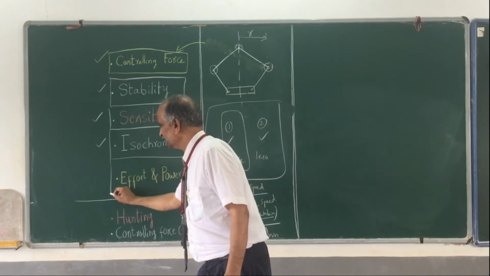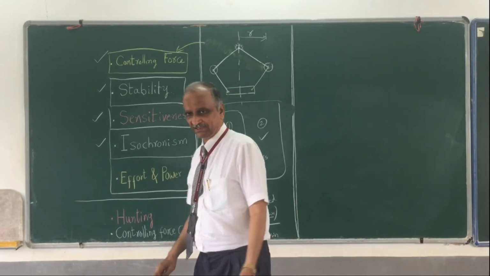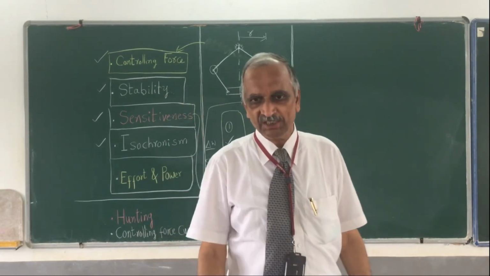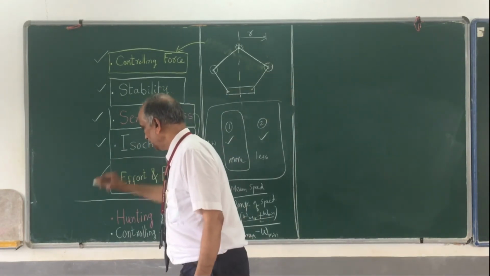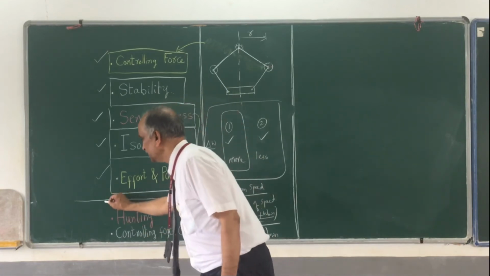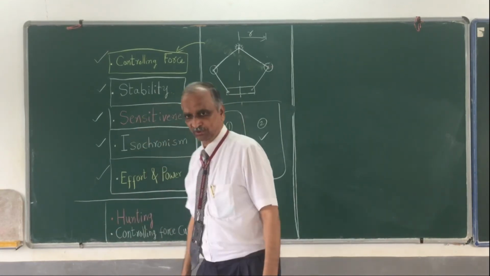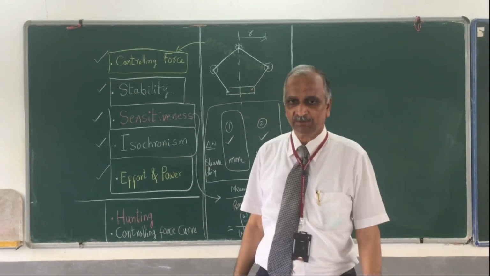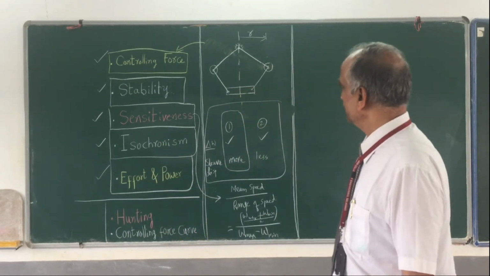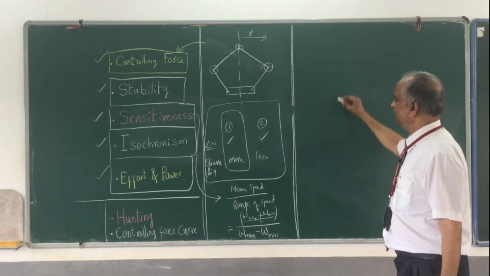Then this topic, effort and power, we have already discussed and spent sufficient time on, and understood it. That part is already over. Then what are called hunting and controlling force, the last two terms, which are not mentioned in your syllabus but were there in the previous one. So what is hunting?